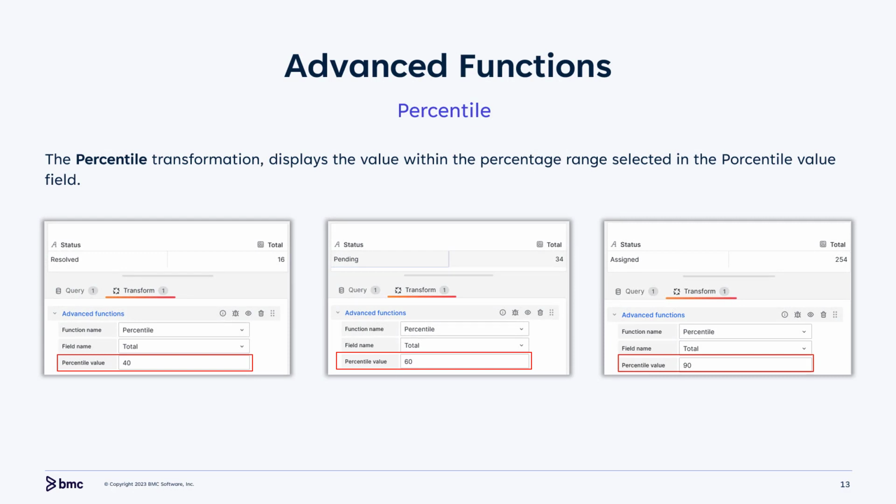The percentile transformation returns the value in the range entered in the percentile value field. As shown in the example, the value 16 of the result field is in the 40% range over the total of the status. The pending field with a value of 34 is in the 60% range, and for the same field the value of 254 is in the 90% range.